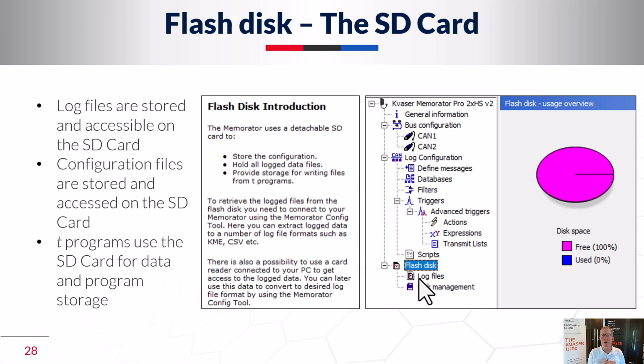So we'll talk about our SD card now, which is in the device, and everything is stored on that SD card. When you hit your little flash disk area down here, you will see how much used space you have on that SD card. You can look at your logged files. I'll show you an example of that. It holds your configuration and your log data, and any T program script would be on here as well. And you have a disk management option here as well to do different things to your disk, reformat, blank it out, stuff like that.